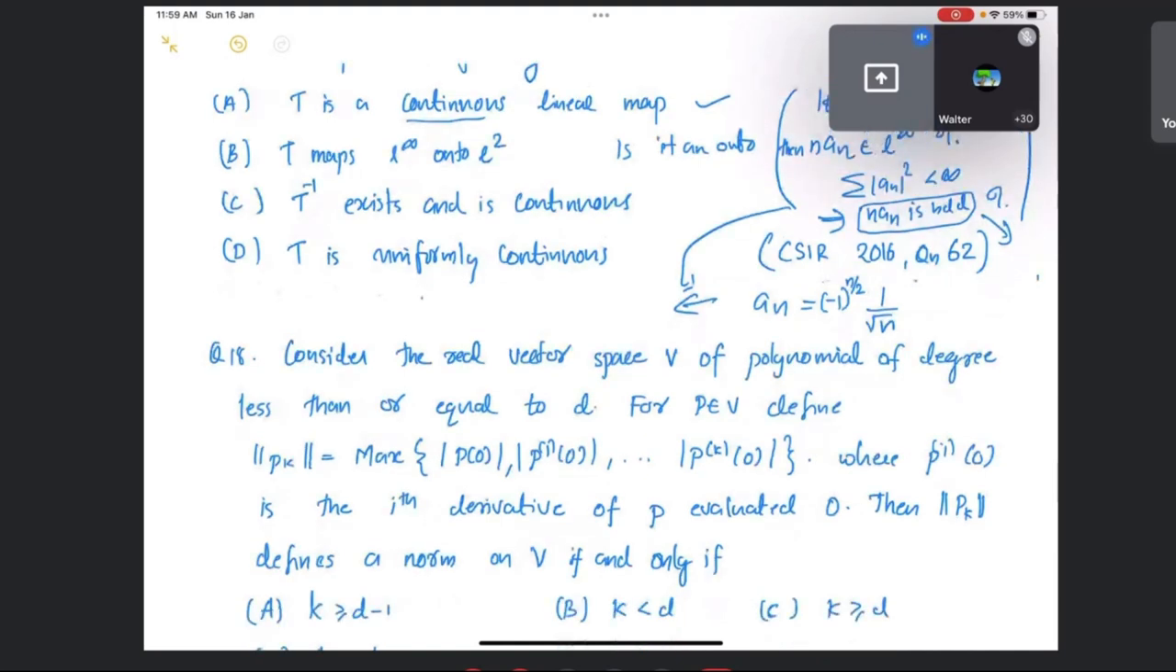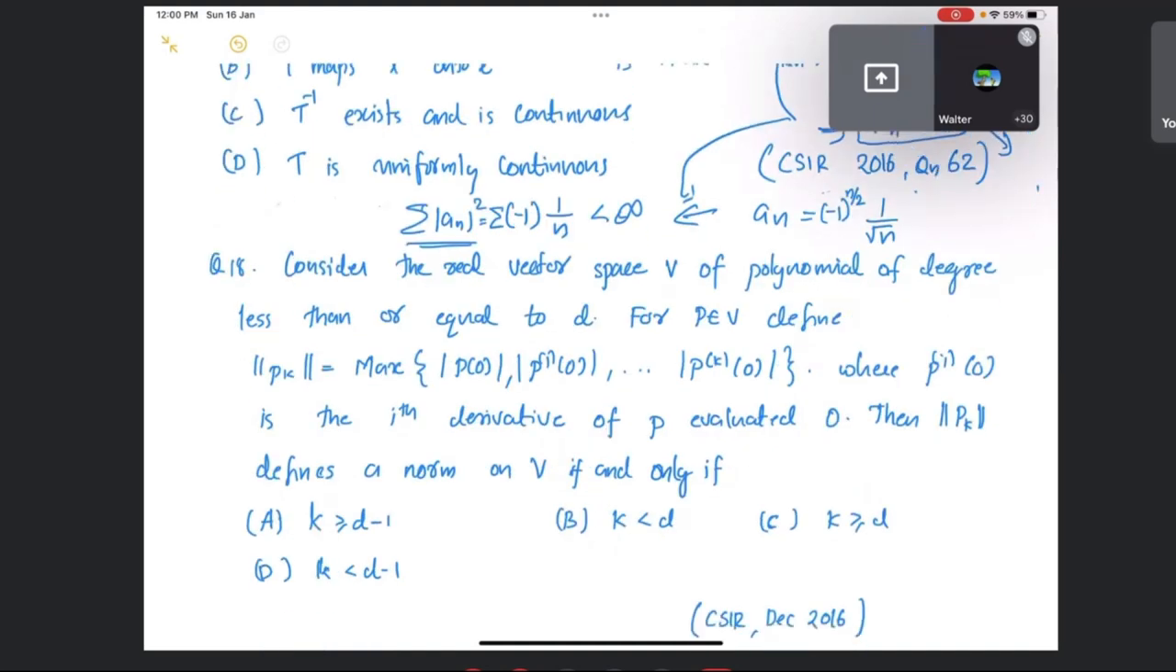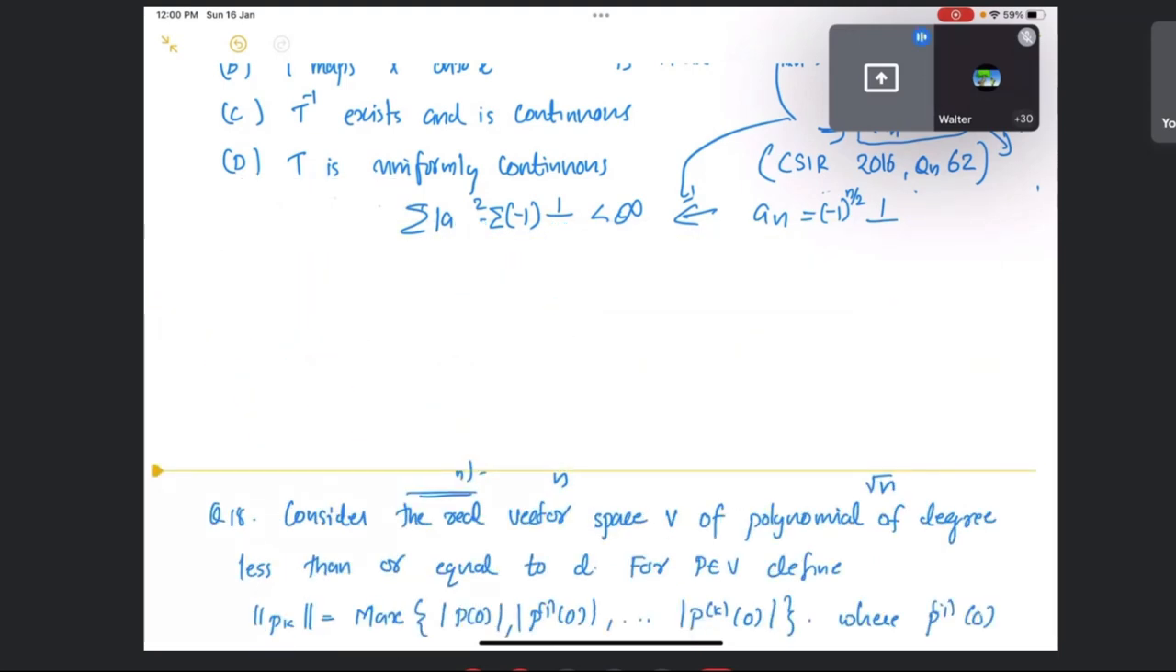Now, if I consider summation a_n square, what you are getting is minus 1 to the n times 1 by n, right? There is a summation. And by Leibniz test, you know that this is finite. So summation a_n square converges. So this condition is satisfied. Now the question is, is n a_n bounded? So here a_n is minus 1 power n by 2, 1 by root n. This belongs to L2, right?